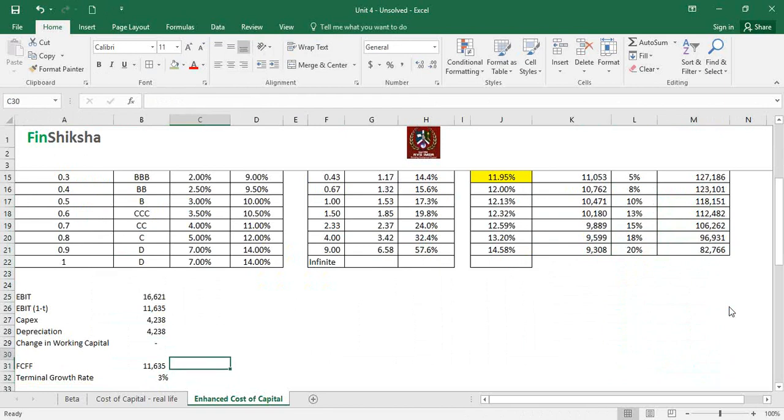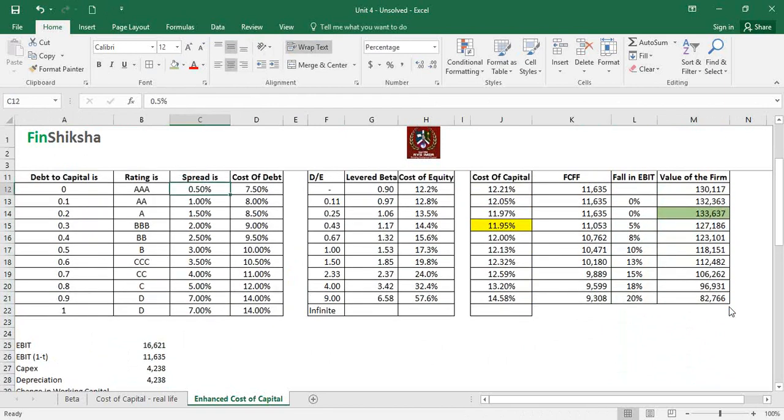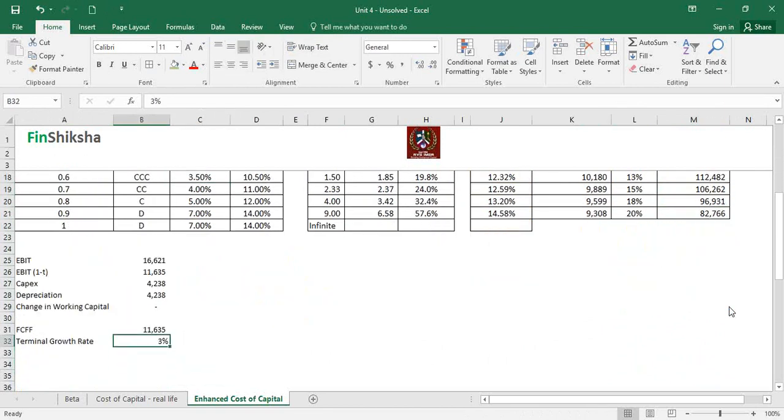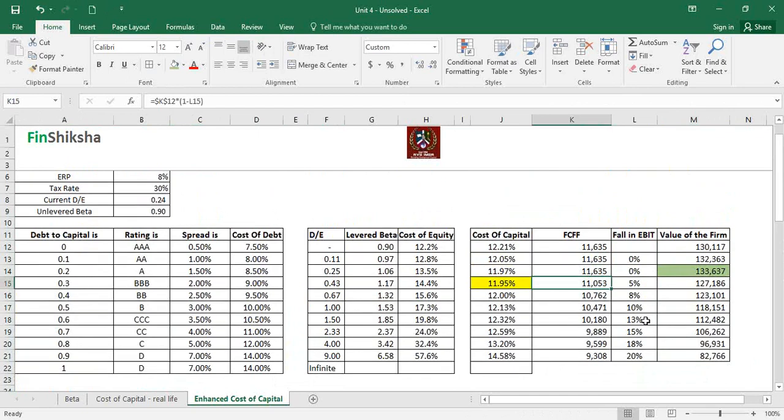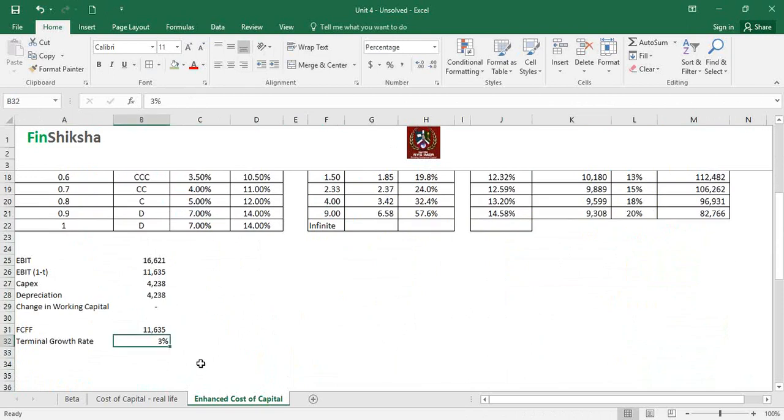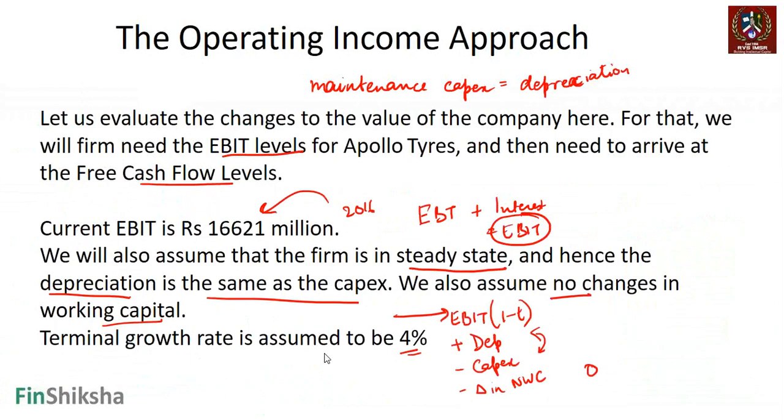These things may change if we change our terminal growth rate number. But usually you will find that if operating income starts falling, then it may not be a great idea for the firm to change the debt equity significantly. So that is what we see here. We go back and revert to our earlier condition. Let's go back to our presentation.